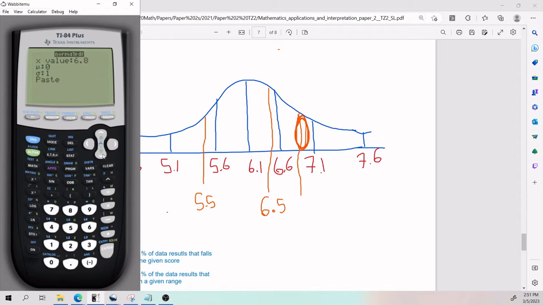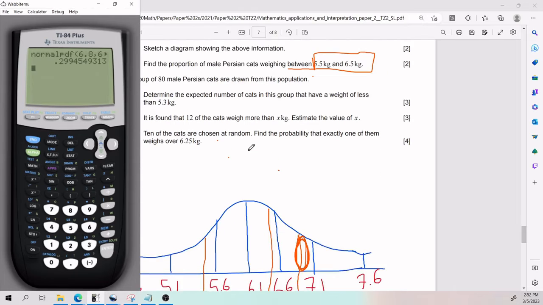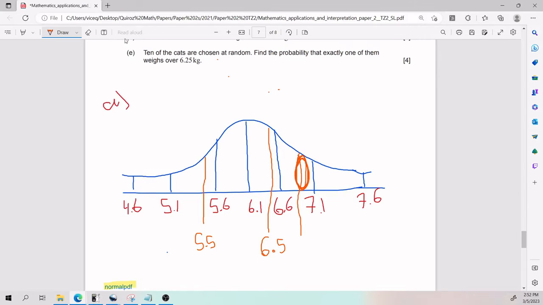Let's go ahead and see what happens. So I plug in x value 6.8. Mean we said was 6.1, I think. Yes. Standard deviation was 0.5. And so the intuition here is that there's around a 29% chance of getting a cat that weighs exactly, careful, exactly 6.8. See, so that is PDF.